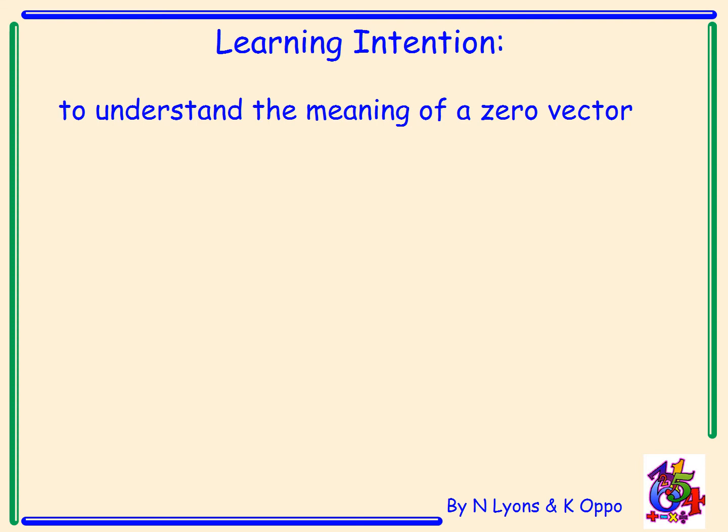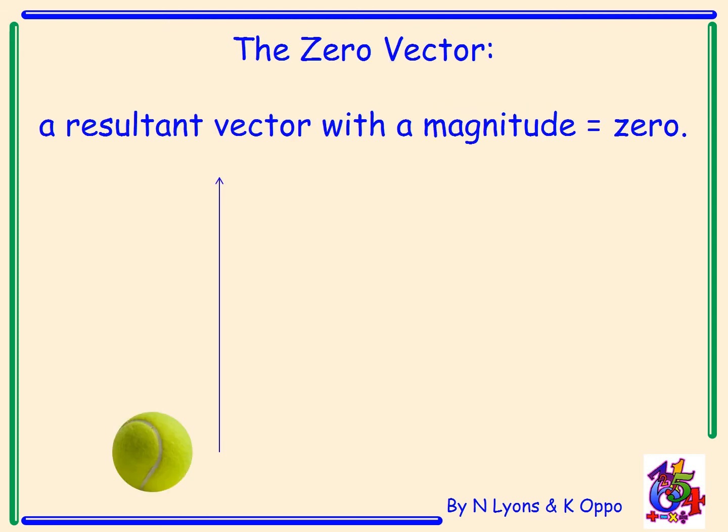Today's learning intention is to understand the meaning of a zero vector. Let's look at some examples. Now, a zero vector by definition is a resultant vector with a magnitude equal to 0.